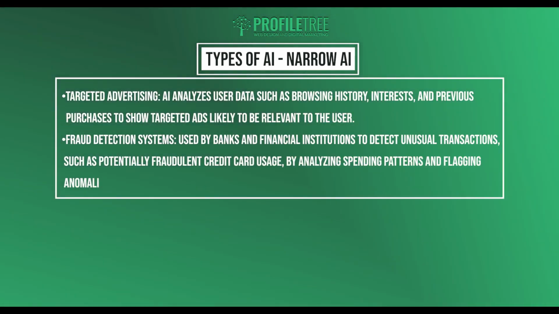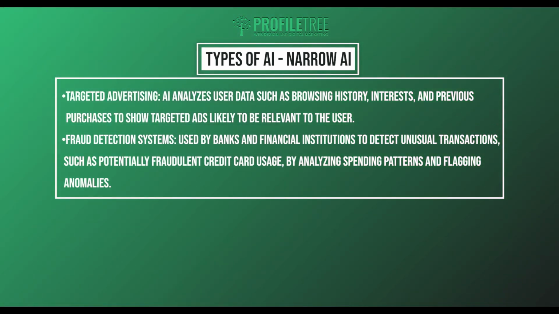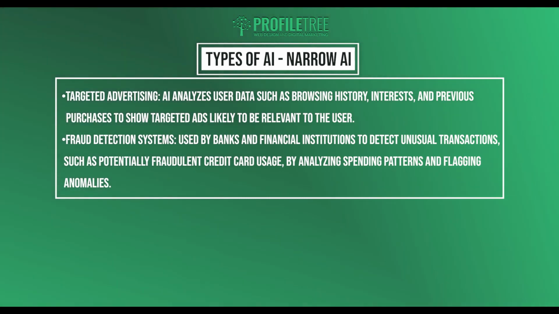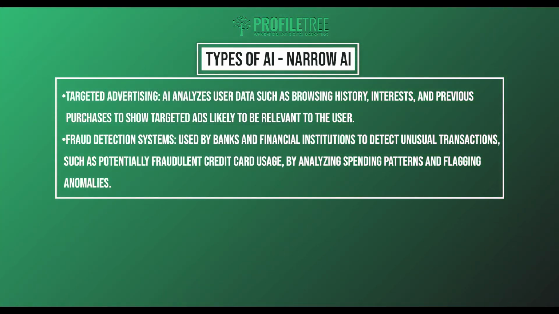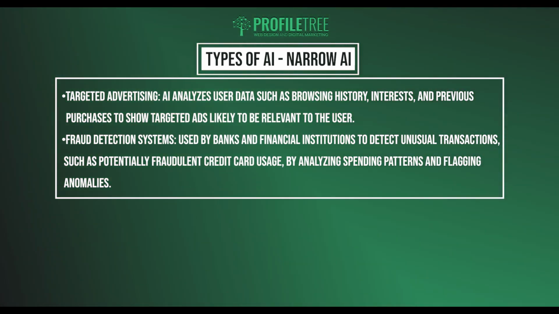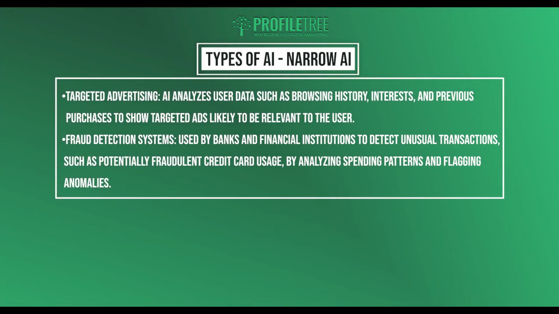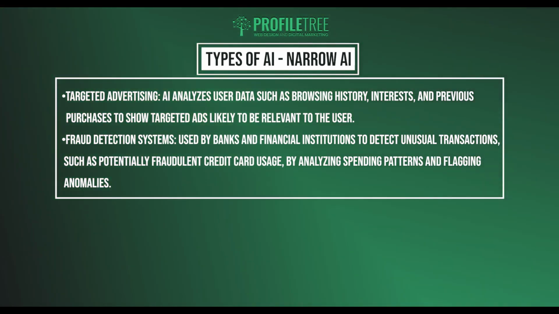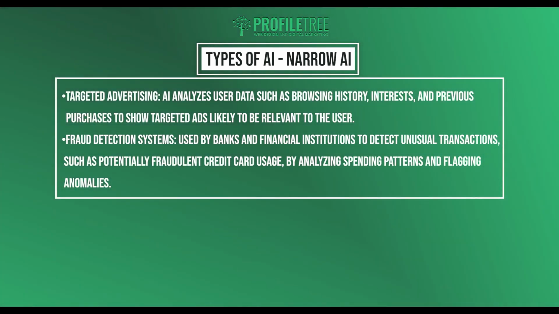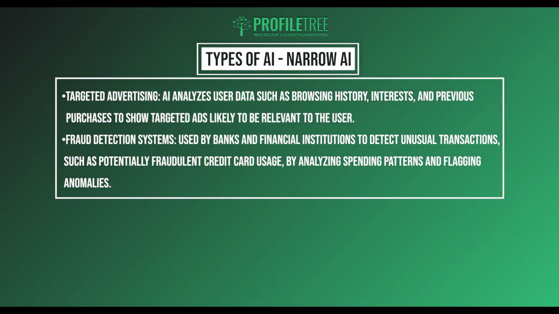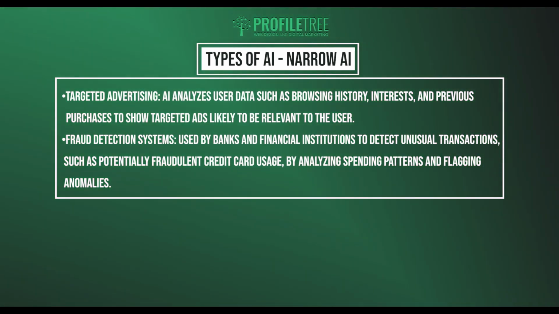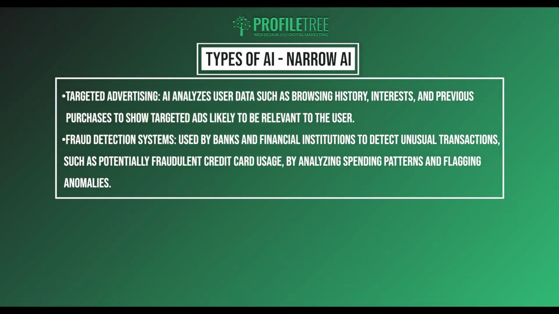You've also got targeted advertising. So AI analyzes user data such as browsing history, interests, and previous purchases to show targeted ads likely to be relevant to the user. And lastly, you do also have fraud detection systems, and these are used by banks and financial institutions to detect unusual transactions, such as potentially fraudulent credit card usage, by analyzing spending patterns and flagging anomalies.